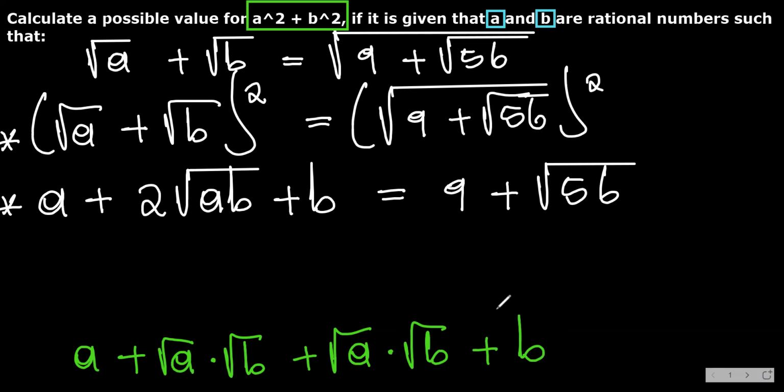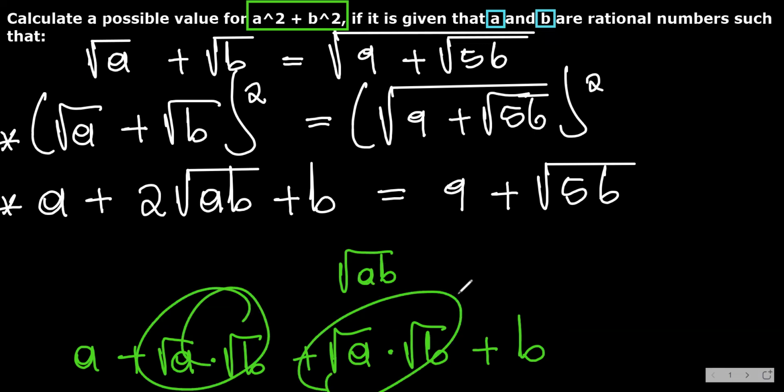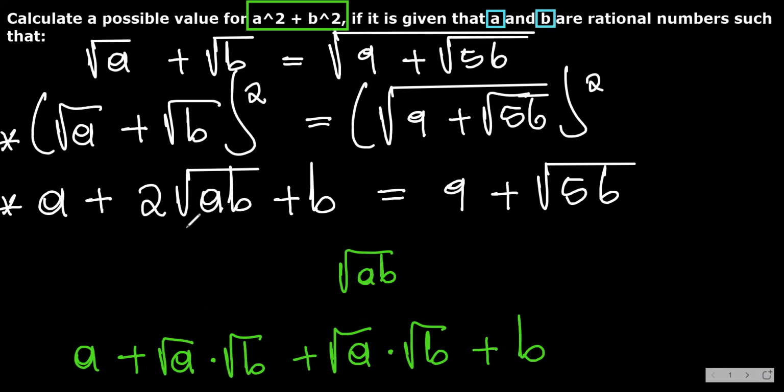Then what? Every time we have square root a times square root b, this is the same as square root ab. And since we have 2 of them, that's the reason why you see me saying 2 square root ab here. That's the reason why. Okay, fine.